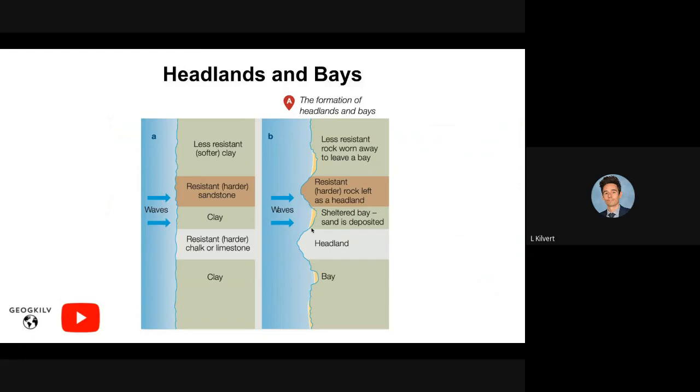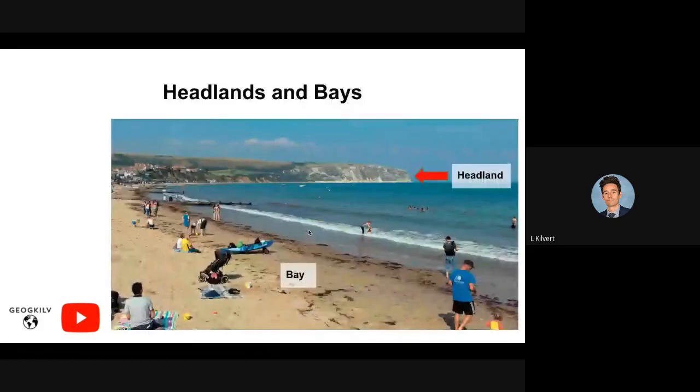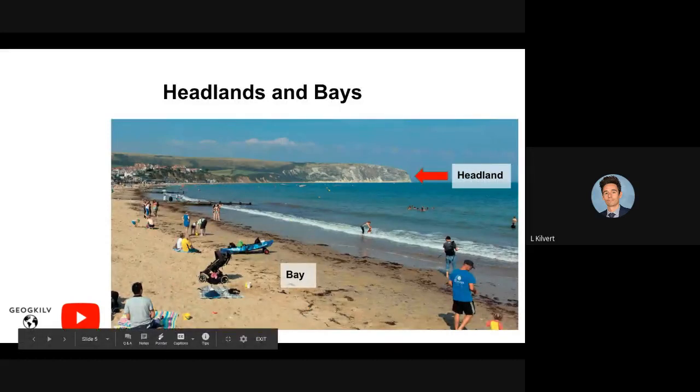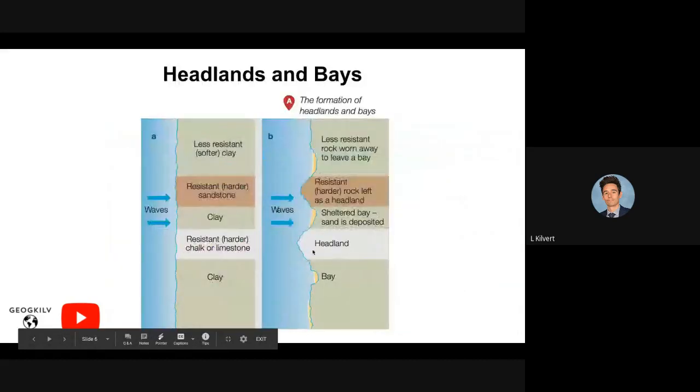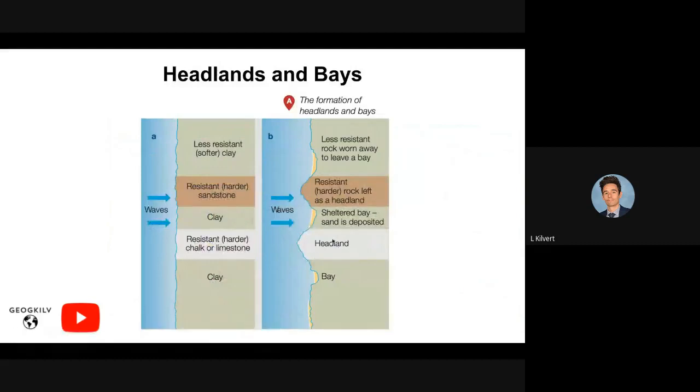Now, where we get a bay, because it's much more sheltered, the power of the waves is much less, so they've got less energy. And what that does is it encourages deposition. So we tend to get sand building up on the insides of bays. And actually, if we go back to our image of Swanage Bay, you can see that that deposition has formed this nice little tourist attraction, which is the beach at Swanage.